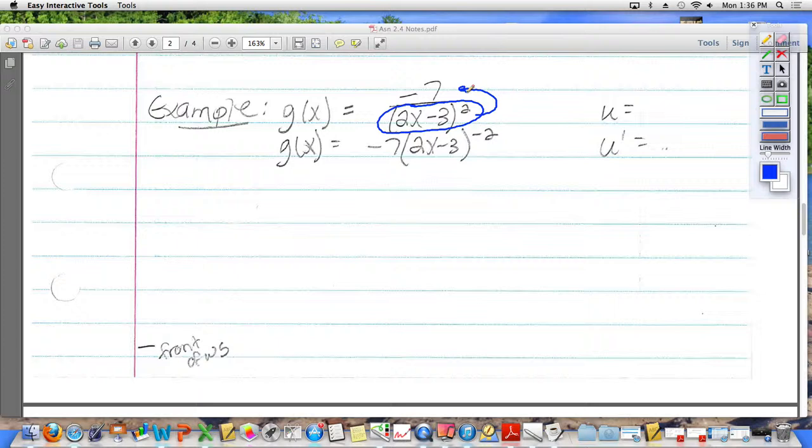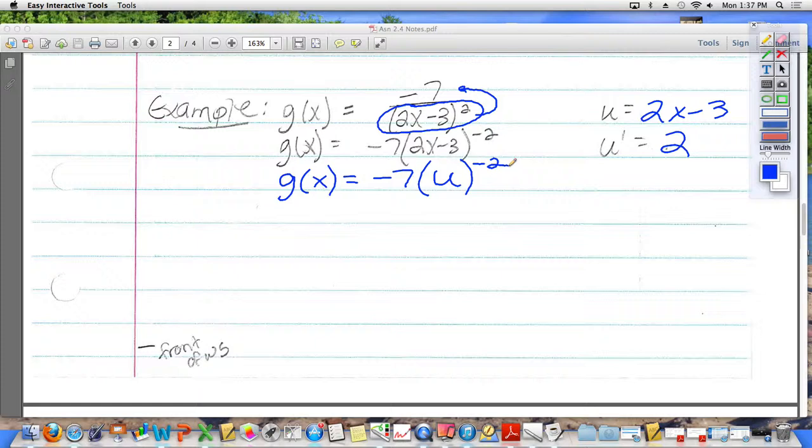All right, what's u? 2x minus 3. So u is 2x minus 3. What is the derivative of u? 2. Derivative is 2. All right. Now what I'm going to do is rewrite this. And when I rewrite it, I'm not finding the derivative yet. I'm just rewriting it in terms of u. So I'm going to write negative 7. Instead of writing 2x minus 3, I'm going to write u. But that has to be to the negative 2 power. All right. I'm done rewriting now.